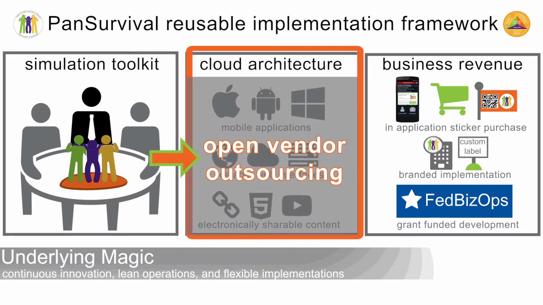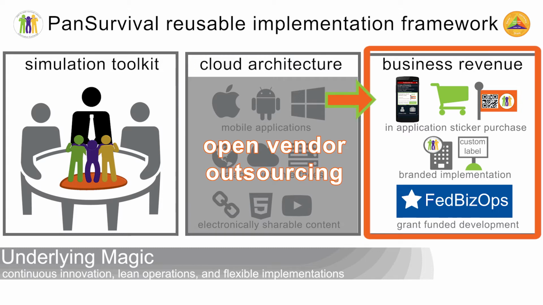The immediate benefit of the ability to outsource distracting technical details is that the PanSurvival management team can maintain their focus on the business of profitable operations by getting customer orders for QR-coded stickers from people using the PanSurvival mobile application to prepare information that first responders can quickly access in an emergency.